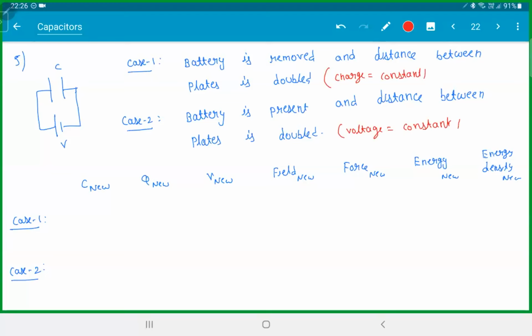Not right. C by 2, Q by 2 remains same. Yeah, try.